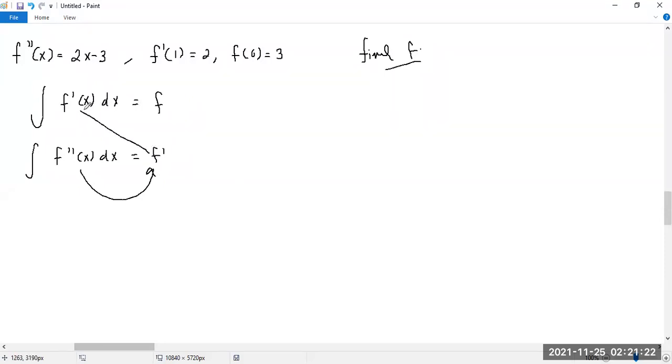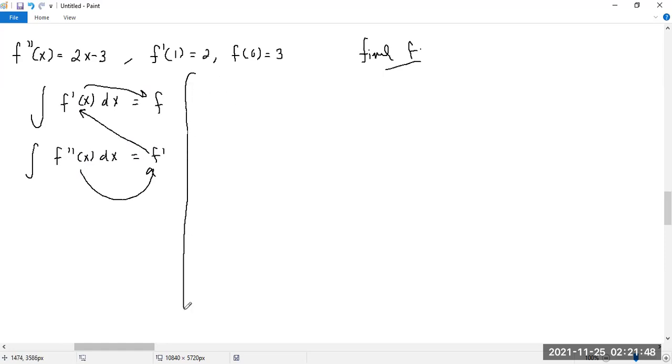And then once we get f prime, we can map ourselves back here to get the original function. So if I put the f double prime into the integral, I get f prime. And then once I have f prime, I can put that into another integral and get the original function back. The only difference is that I may have to do a little more work to get the exact specific f prime. So what do I mean?